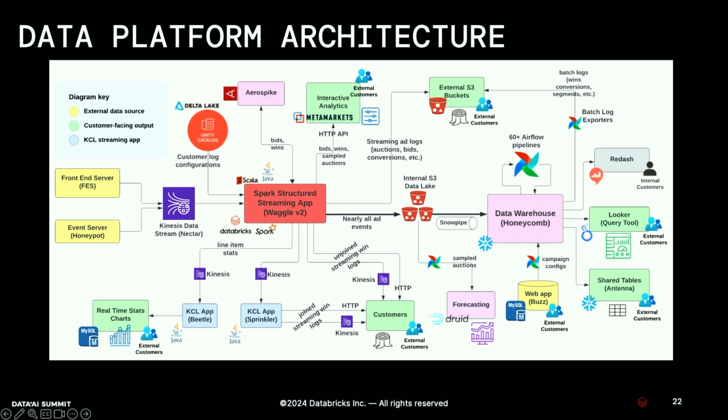Another change we did is migrating customer log configs to the Databricks data lakehouse. They are now stored right here. They are now stored as Delta tables in the Unity Catalog. This brings log configs closer to the now Databricks-based Waggle v2. And furthermore, they can now be queried using SQL, which wasn't possible when they were stored as protobuf objects in S3. This makes their content more explorable and available not just to engineers, but also to other non-technical stakeholders, such as product managers and customer support.